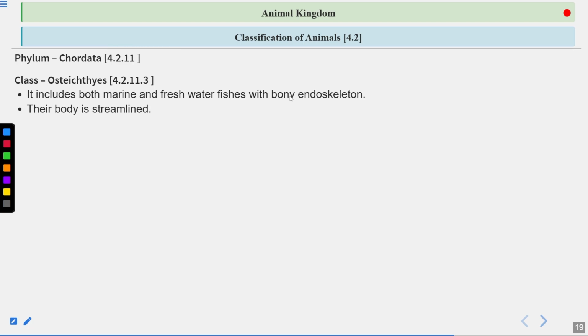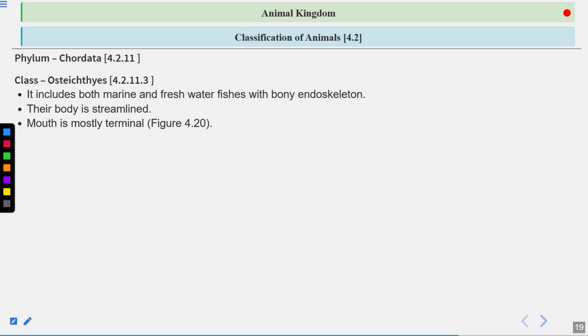Their body is streamlined. They can cut the water current and move in the forward direction. See the shape of the boat. Why is the boat streamlined like this? Because the boat is able to cut the water current and it can move in the forward direction very easily, right? In the same way, the fish's body is streamlined and it can cut the water current, right? The body is streamlined.